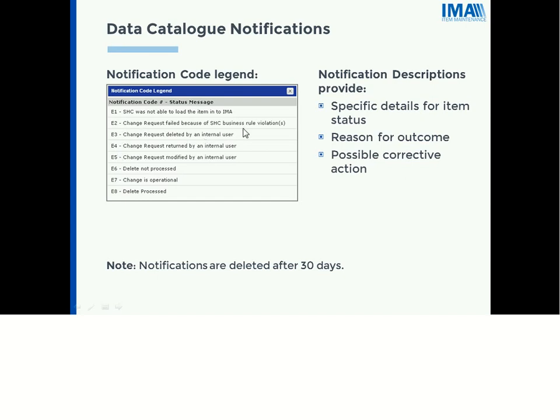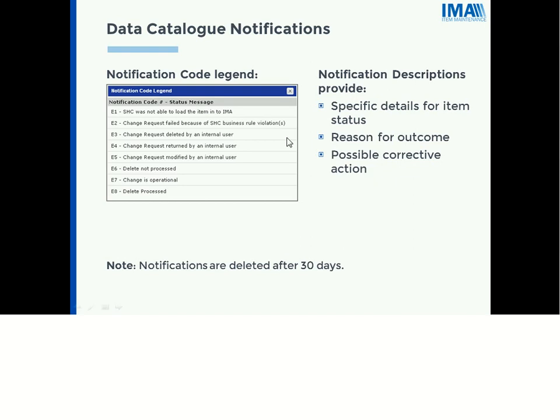It failed because of a rule violation. The change request was deleted by an internal user, it was returned by an internal user, or it was modified by an internal user. E6, delete not processed, so if a new item was deleted, or E8, delete processed, same thing. And then E7 is change is operational. So if you sync the change over and it was successful, you would get an E7 message.